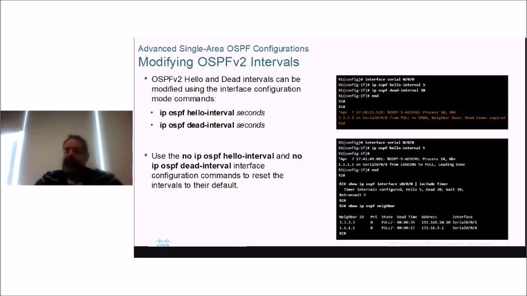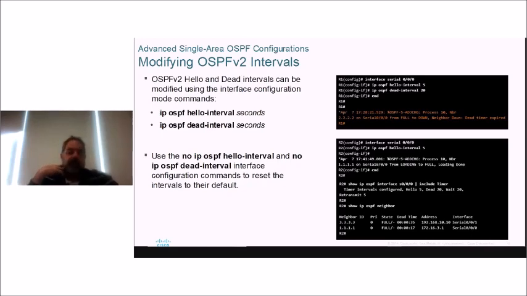So, of course, you've got to consider, you normally make the dead time at least 3 or 4 times longer than the hello interval. You've got to be able to account for at least 1 or 2 missed packets beforehand. So again, if you drop the hello interval down to 5 seconds, you might set the dead time to 20 seconds. Halve it all. Of course, you might want to increase the time as well. If you do no IP OSPF hello interval or dead interval, that will reset things back to default.